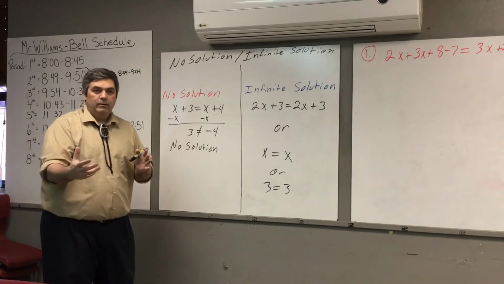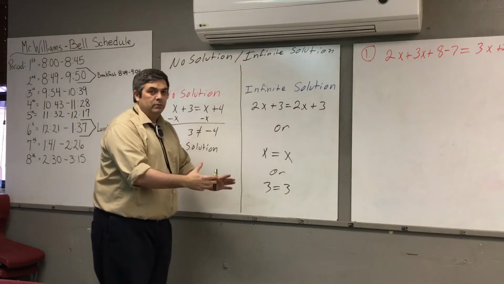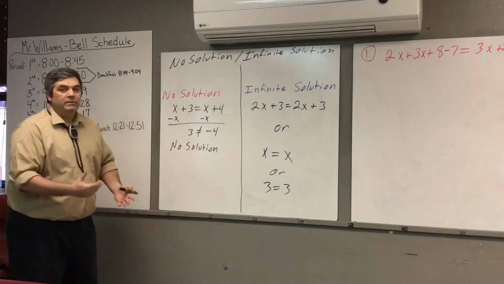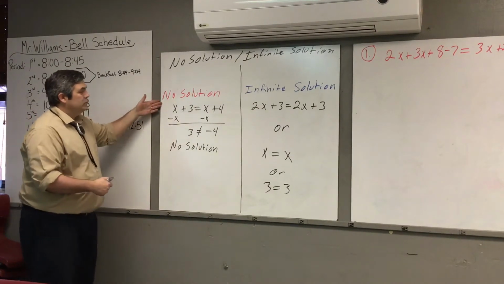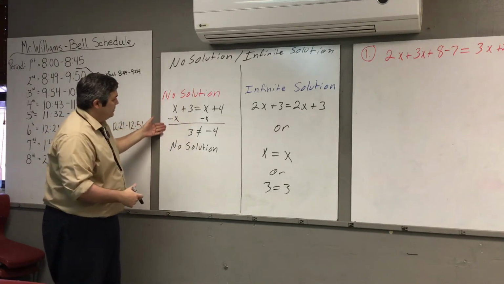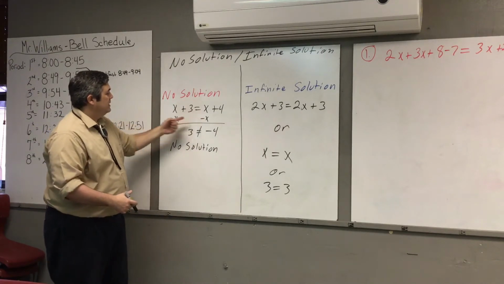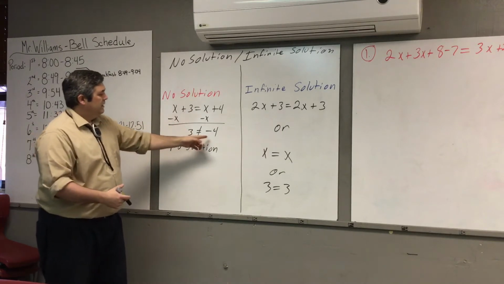and you would have a number over there. Well, when you're dealing with no solution and infinite solution, that's not always going to be the way that it looks. So if I had no solution, notice how I went ahead and solved this out. I subtracted x from both sides, and I ended up with this answer of 3 equals -4.